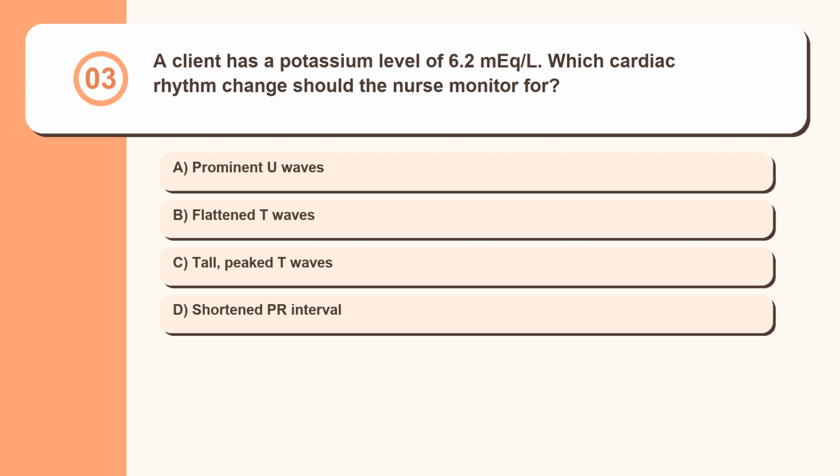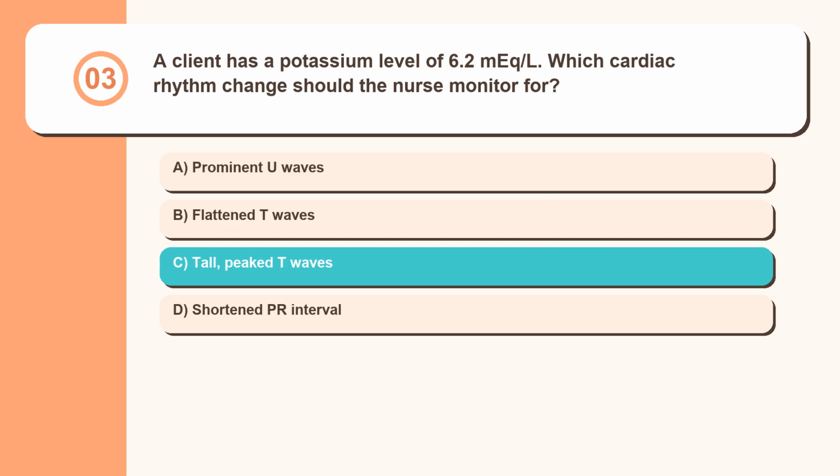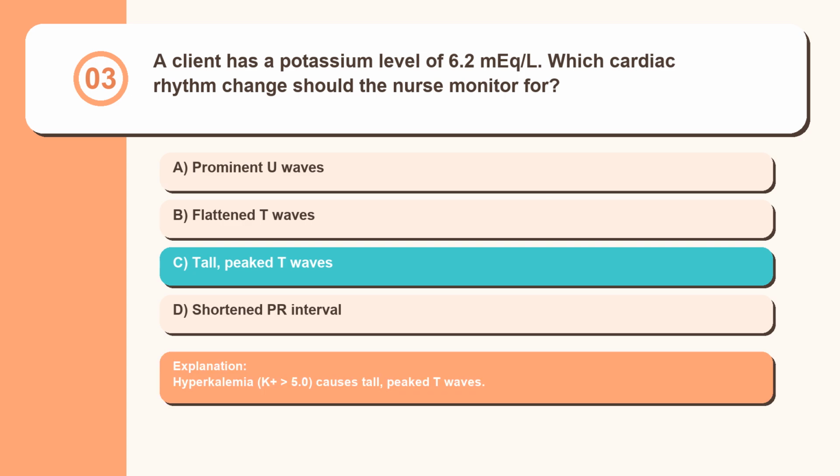Question 3. A client has a potassium level of 6.2 milliequivalents per liter. Which cardiac rhythm change should the nurse monitor for? Prominent U waves, flattened T waves, tall, peaked T waves, shortened PR interval. Hyperkalemia, K plus above 5.0, causes tall, peaked T waves.